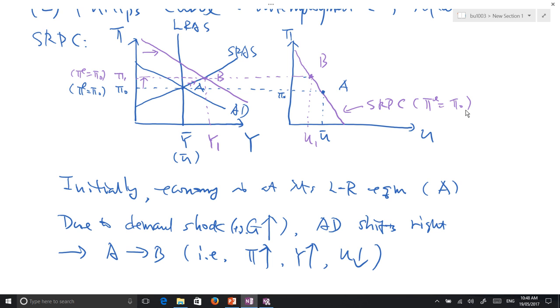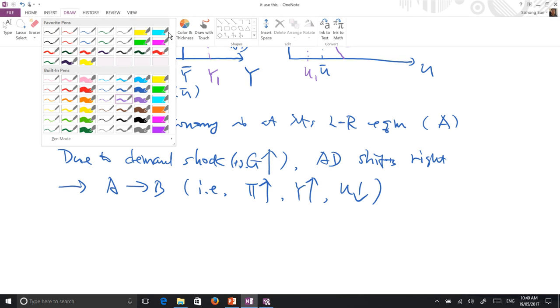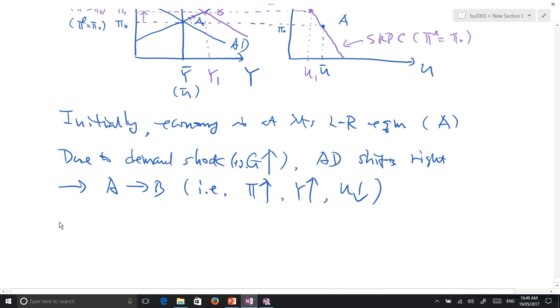All right. In the long run, we see that people observe that inflation goes up, so they adjust the expectation upward. They're going to say, okay, in the past few years inflation is high, so I'm going to revise my expectation upward.